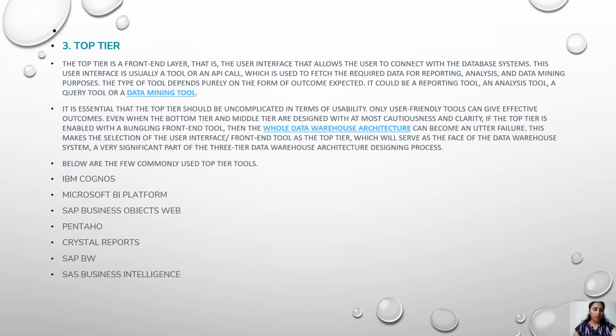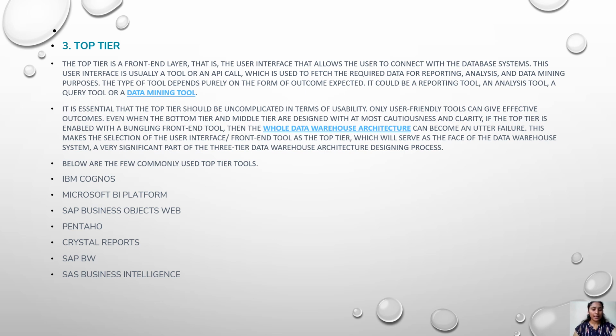Here comes the top tier. The top tier is a front-end layer, that is the user interface that allows the user to connect with the database system. This user interface is usually a tool or an API call, which is used to fetch the required data for reporting, analyzing, and data mining purposes. The type of tool depends purely on the form of outcomes expected. It could be a reporting tool, an analytical tool, a query tool, or a data mining tool.